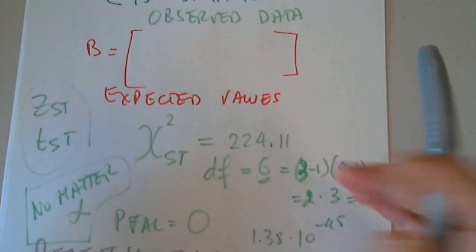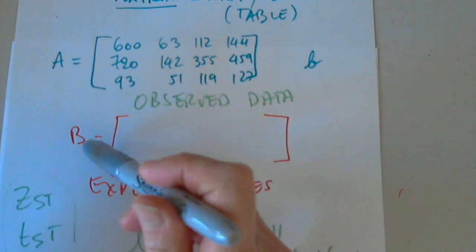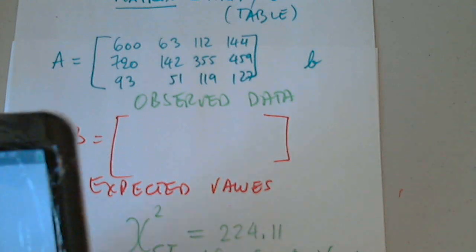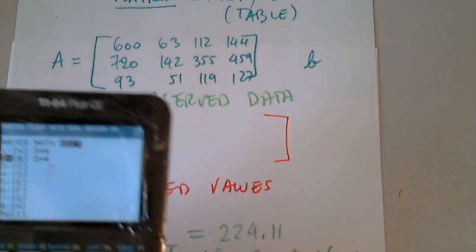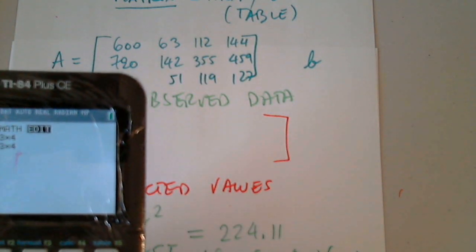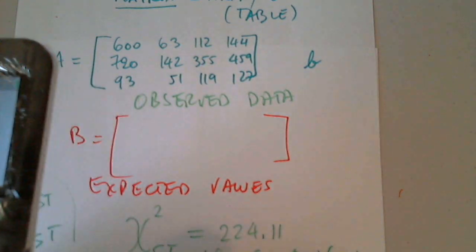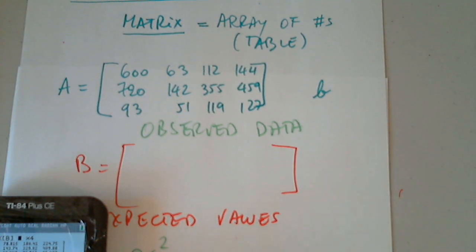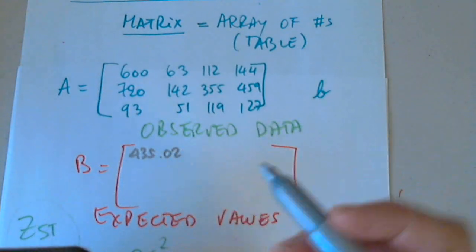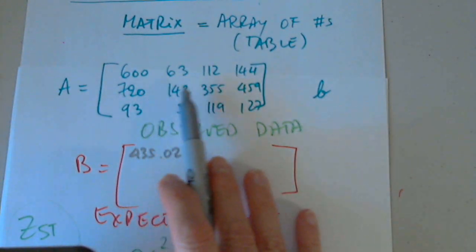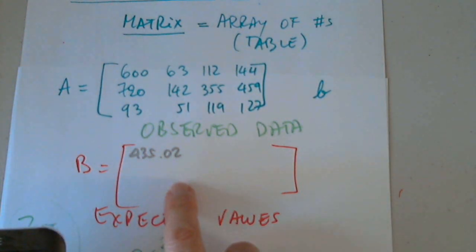Since we already asked the calculator to determine the expected values, they are already saved in matrix B. So let's go back to second and matrix, go to edit, and scroll down to B, or wherever you entered it. And here are the expected values: 435.02. Of course, the observed values cannot be 0.2 or 0.3, but the expected values, the calculated ones, could be.